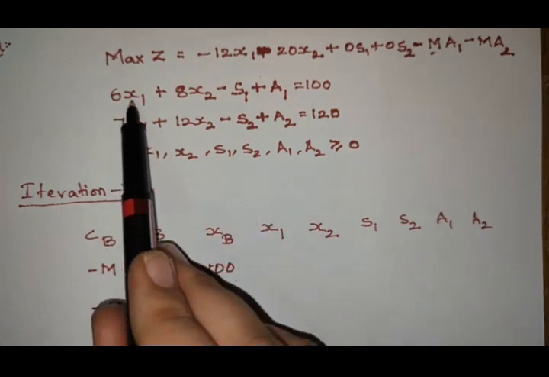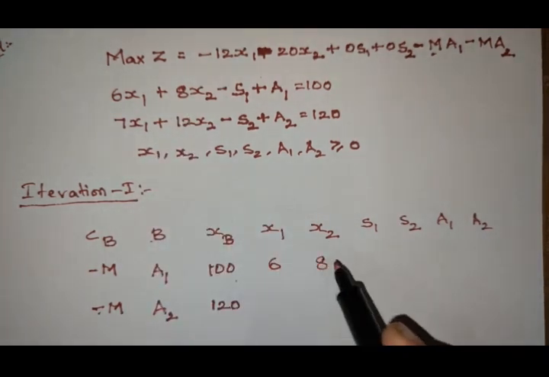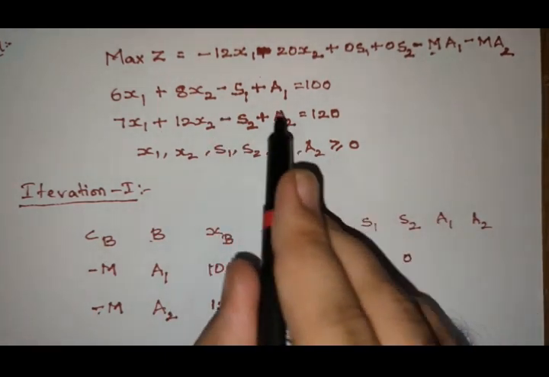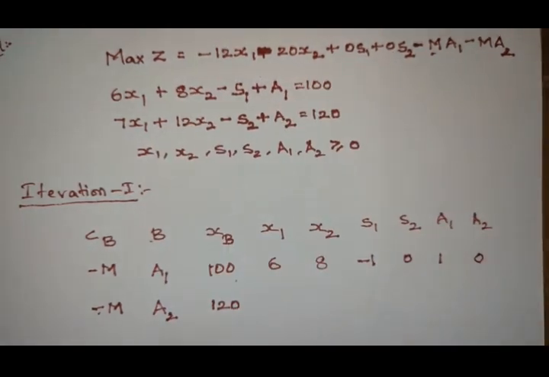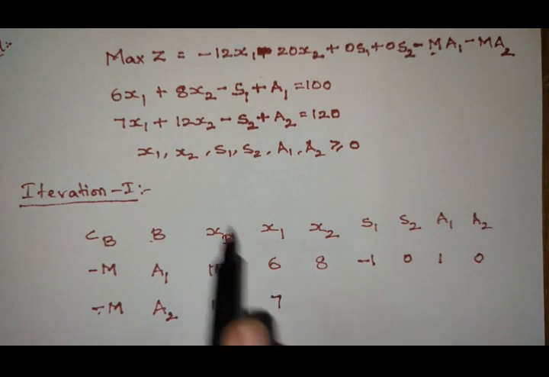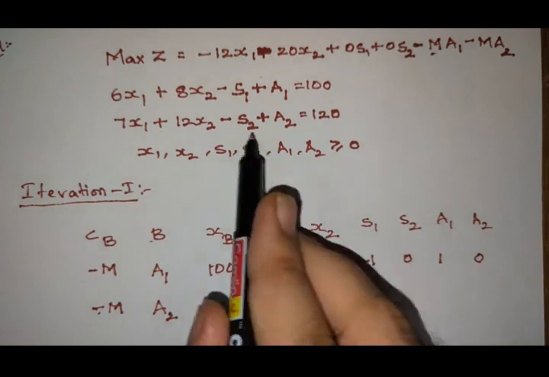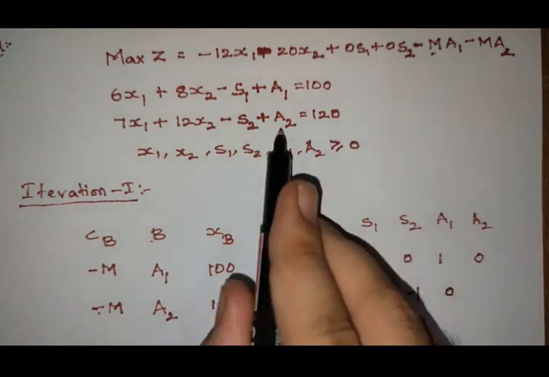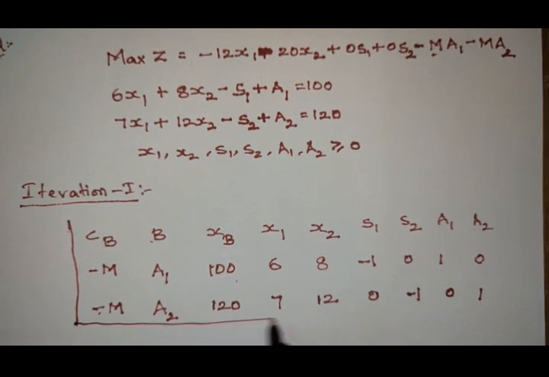Now take the first constraint. What is the first constraint? x1 coefficient 6, x2 coefficient 8, s1 coefficient minus 1. As s2 is not there, 0. a1 coefficient 1, and a2 is not there, so 0. Next, take the second constraint. x1 coefficient is 7, x2 coefficient is 12, s1 is not there, so 0, s2 coefficient minus 1, a1 is not there, so 0, and a2 coefficient is 1. So now form this as a table.